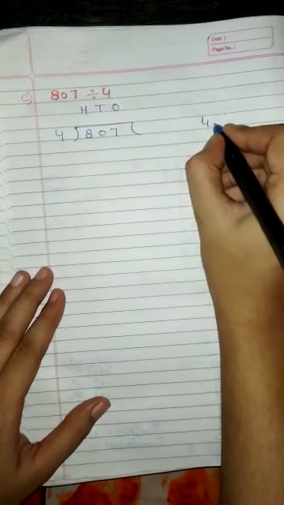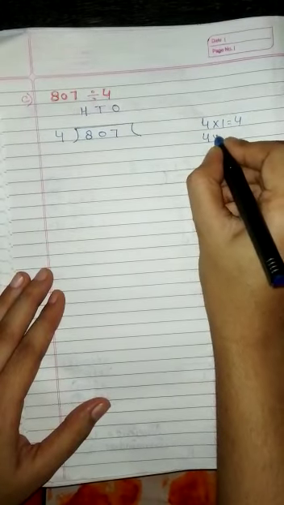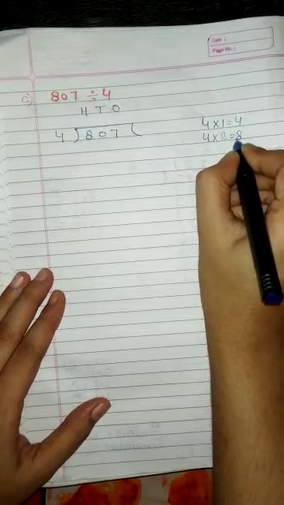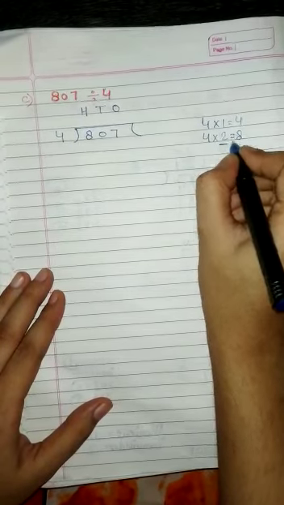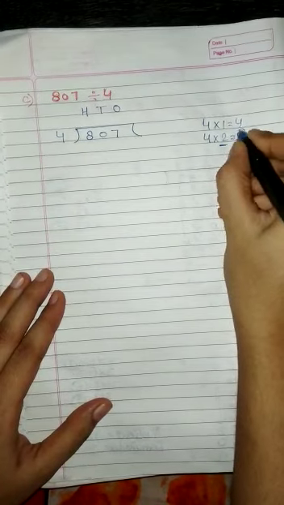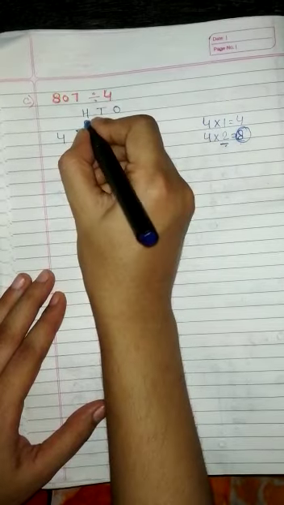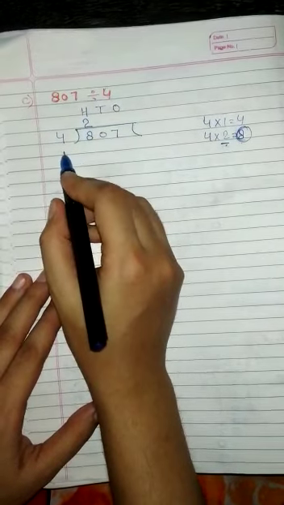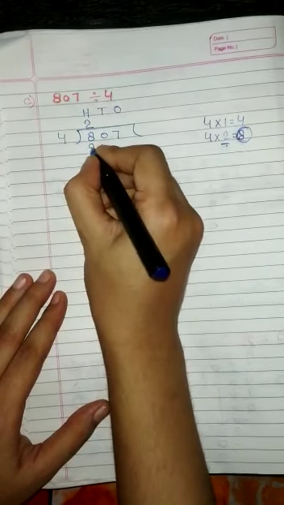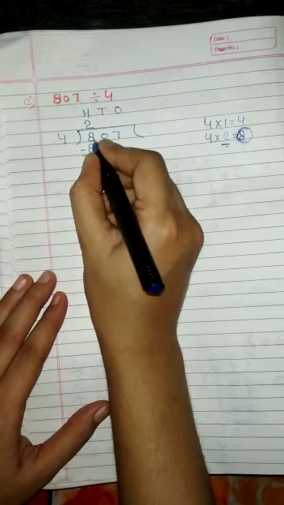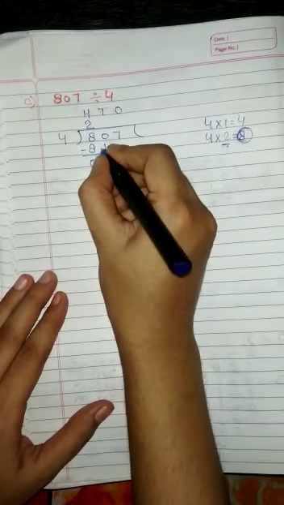Let's read out the table of divisor. 4 1s are 4, 4 2s are 8. So we are getting 8 in the table of divisor. How many times are we getting? We are getting 2 times. कितने times आ रहे हैं, 2 times, so we'll write 2 here in hundreds place. Now we'll multiply divisor with this 2. 4 2s are 8. We'll write it here. We'll subtract 8 minus 8 is 0.